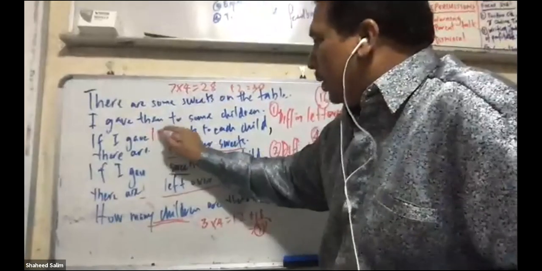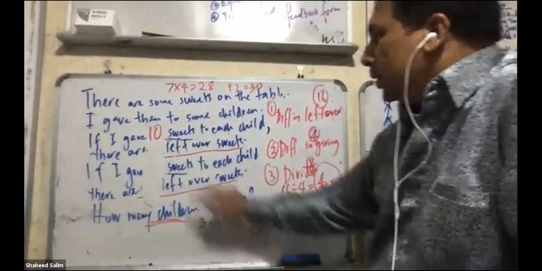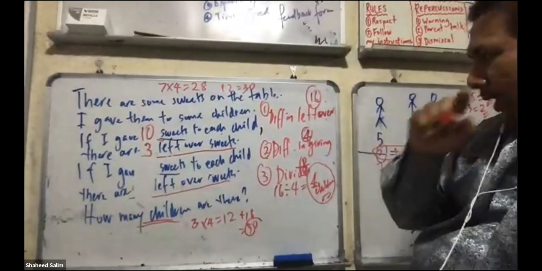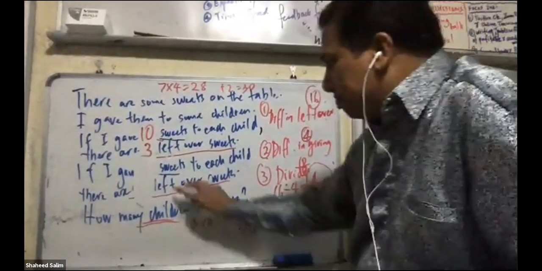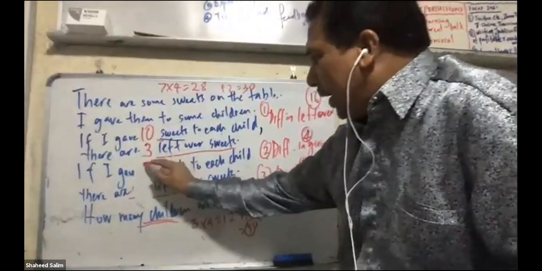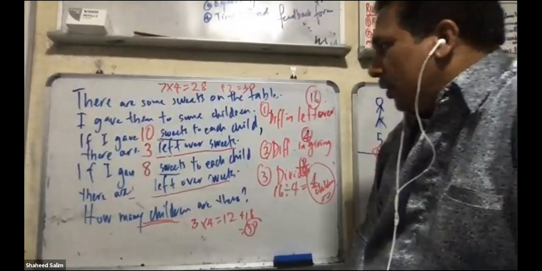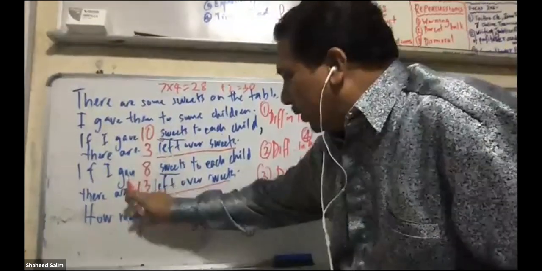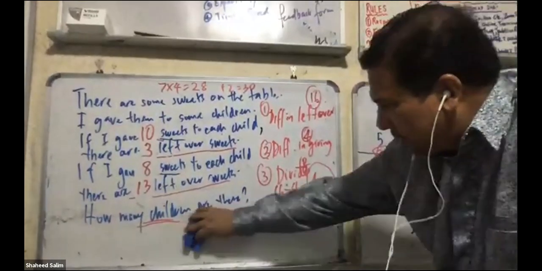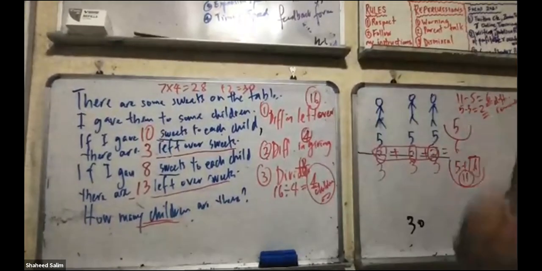If I give 10 sweets to each child, there are 3 left over. If I give 8 sweets to each child, there are 13 left over. Find the number of children. Follow the steps, same steps. You can do this.